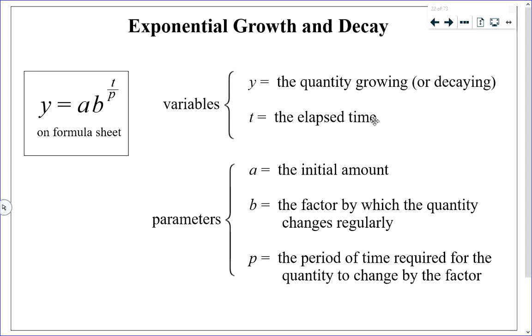So going back to my doubling scenario, if I told you the number of viruses in a lab sample was doubling every 5 hours, then you would say B is 2 because that means it's doubling, and P would be 5. As it says on your handout at the bottom of this page, on the next page I have some examples that I'll walk through with you in just a second.